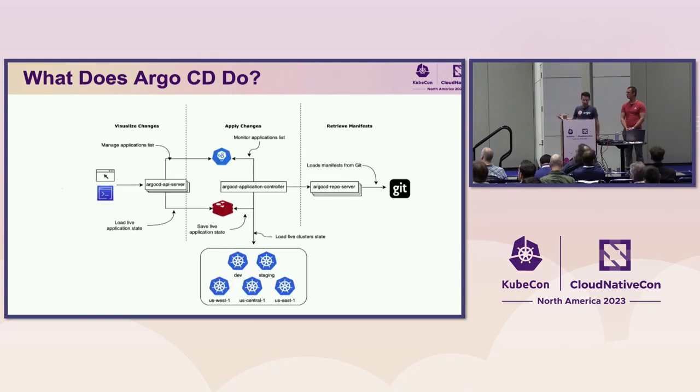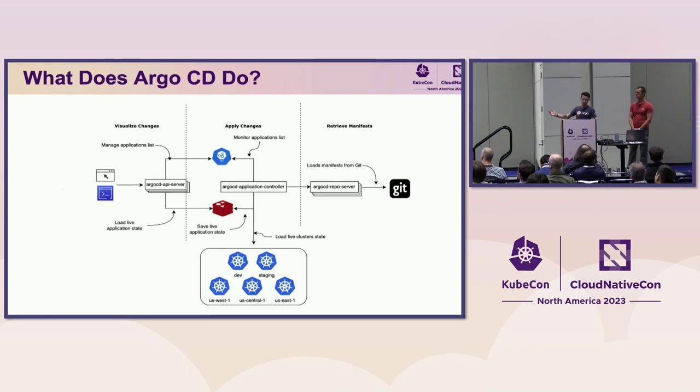And here we have essentially the same process. It's the same diagram, but with some more detail. And first, on the left, we have the visualization step again. But you can see the components that are responsible for it. And that's going to be the API server. And it provides data to the user interface. And we're going to show you guys the user interface later if you haven't seen it. And then it also communicates with Kube API to manage application custom resources.